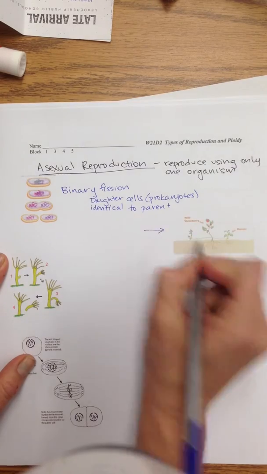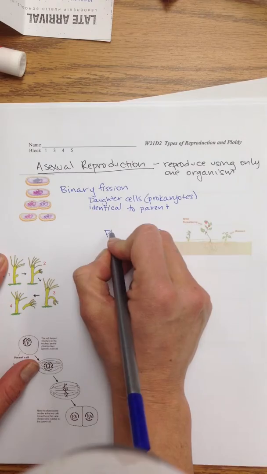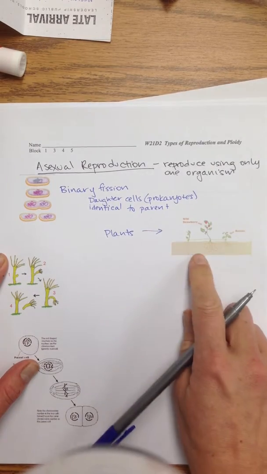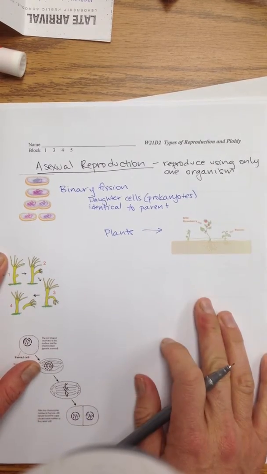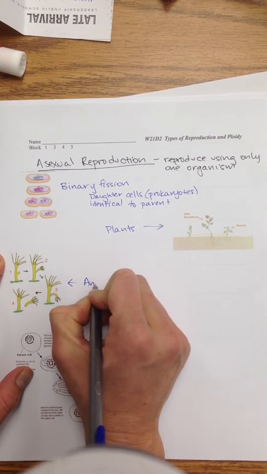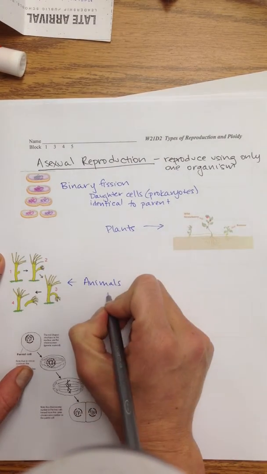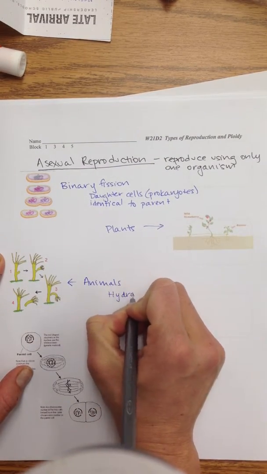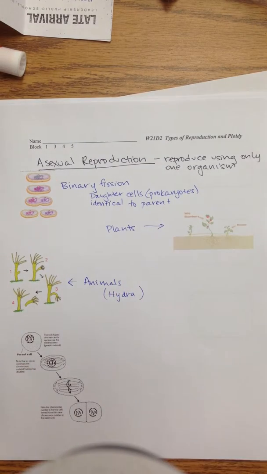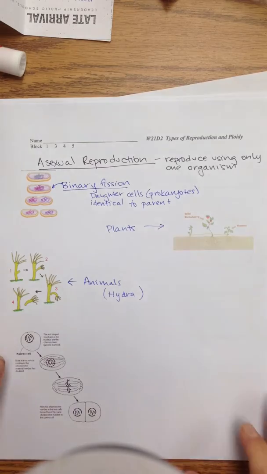Some plants can reproduce themselves asexually. So for instance, strawberries can send out little runners and make copies of themselves. Some animals, not very many animals, very infrequently. This is called a hydra. This hydra can reproduce itself using asexual reproduction. It is not called binary fission. Binary fission is just for prokaryotes.